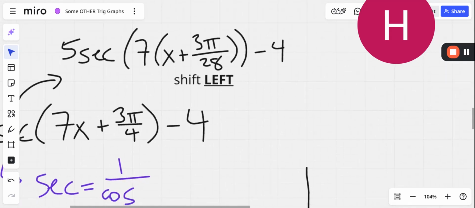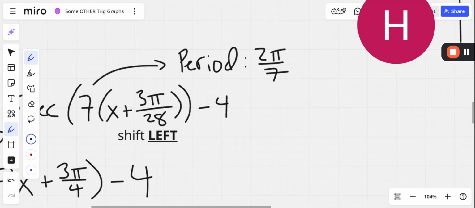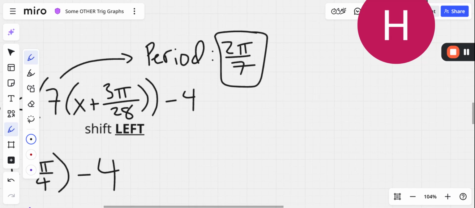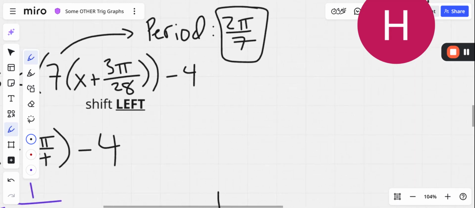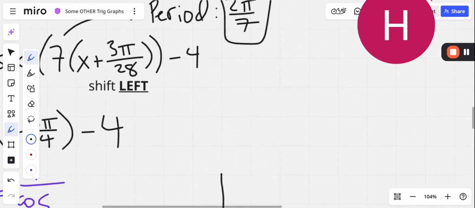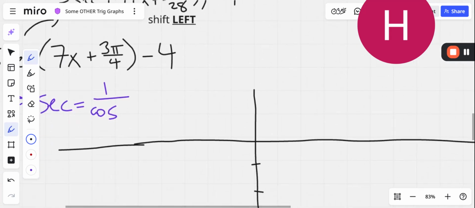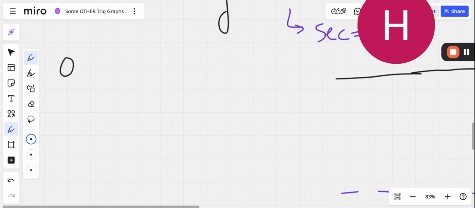Okay, now we've got to find our quarter marks. We're also going to talk about the period here. So the period is obviously 2 pi over 7. There we go, 2 pi over the b. So 2 pi over 7 is kind of a weird fraction, but that's okay. And then we're going to find where our quarter marks are. Since we're shifting everything by 3 pi over 28, we're basically going to go to the left by 3 pi over 28. -3 pi over 28.